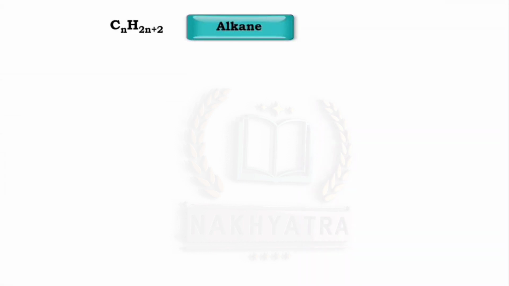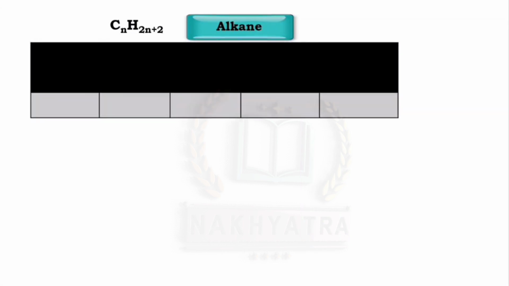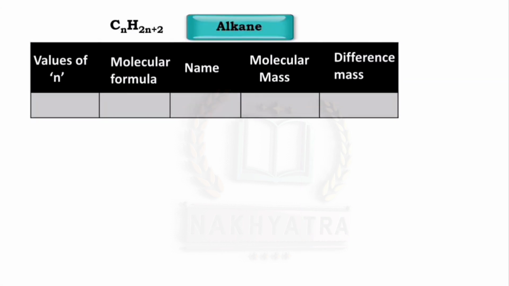Alkane has the general formula CnH2n+2. Now make a table, and in the columns write the values of n, the molecular formula, name of the compound, the molecular mass and difference in mass. Putting n equal to 1 in the formula, we get the molecular formula CH4, so the compound name is methane.